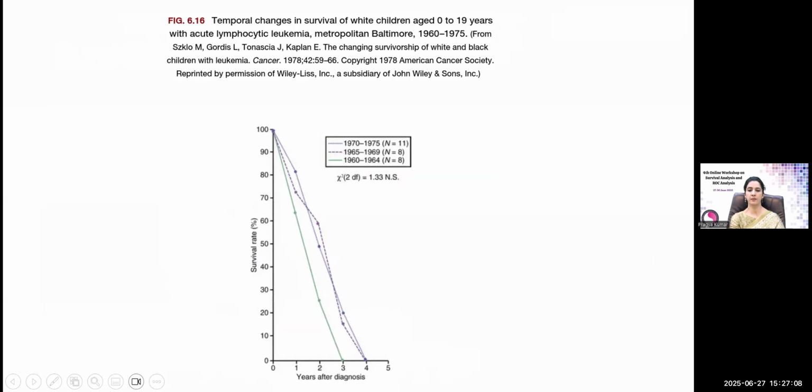This was for the black children, and they have also shown that the survival experience from 1960 to 64 was less, it was 3 years. And for the rest, after 1964, there was a 1 year improved survival. So that was showing that there was some improvement in the treatment and/or the diagnostics.